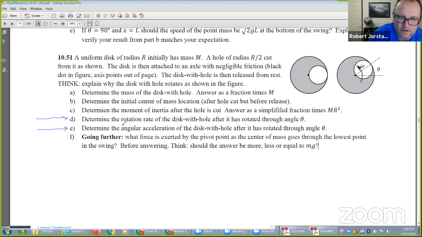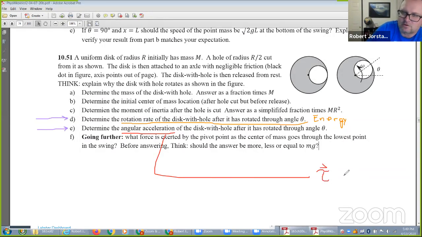Okay. Rotation rate. Energy. That's what I was hoping you would think. Why? Because it doesn't have the word acceleration. Gee, I wonder what the other one's going to be. Angular acceleration, torque.